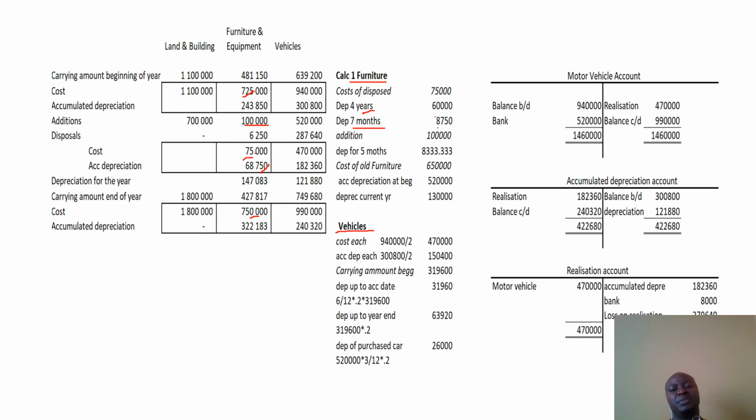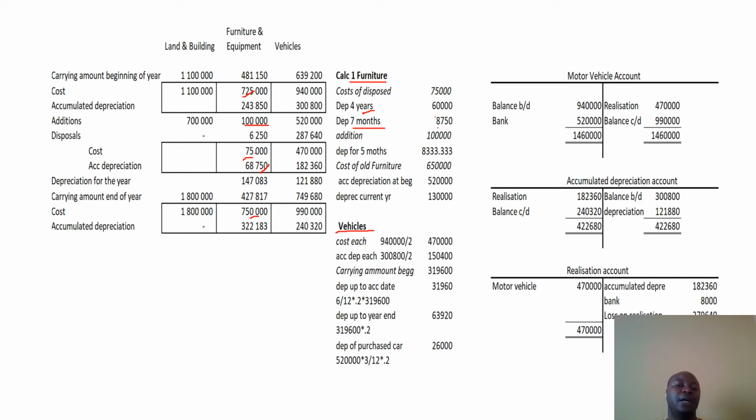Vehicles is the same concept. The explanation of vehicles was these vehicles were two vehicles. So basically the cost you need to divide by 2, the accumulated depreciation you divide by 2, so that you get the cost of one vehicle and the accumulated depreciation of the other vehicle.